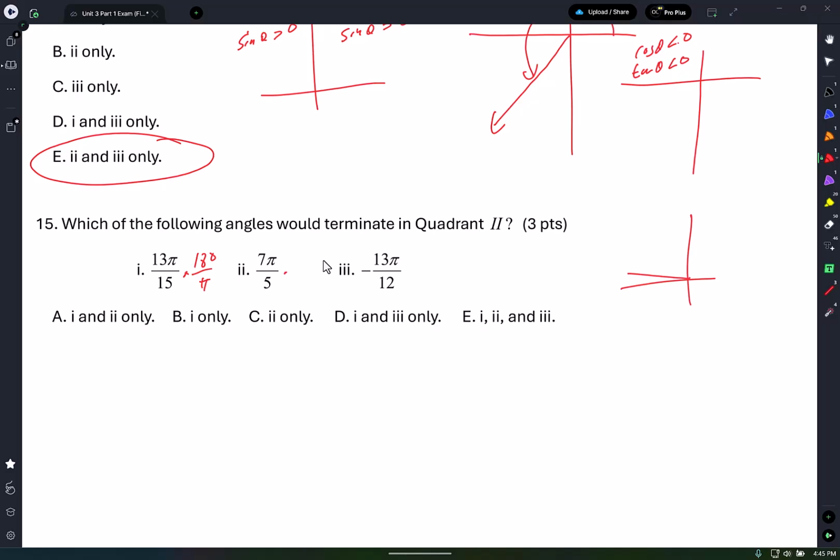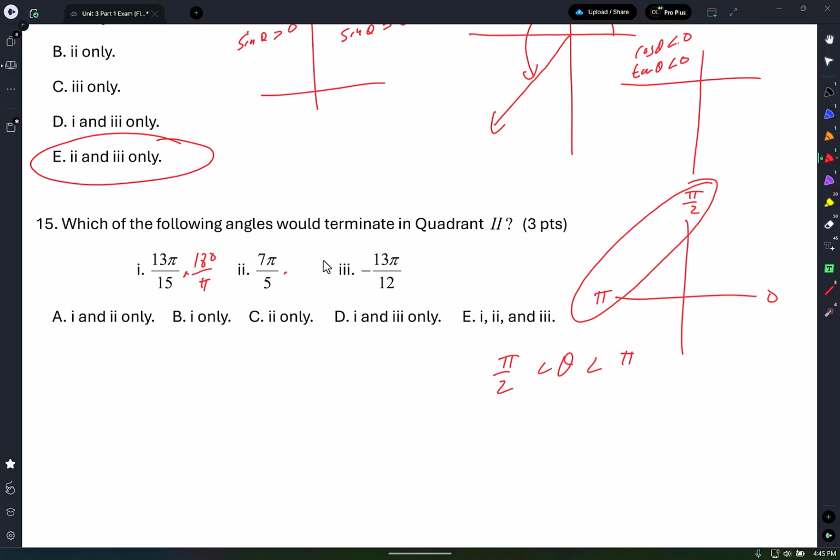Why are you referencing pi so much? Well, here's 0, here's pi over 2, here's pi. I need an angle between half a pi and a whole pi. So that's this one. Number 2 is out. Oh, wow, look at this one. This one goes negative. I'm bigger than a whole pi.